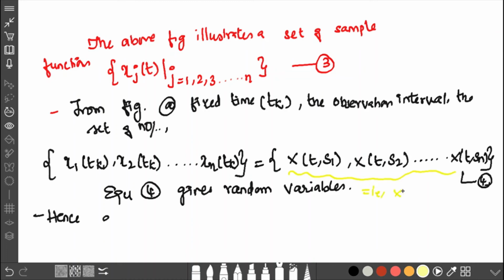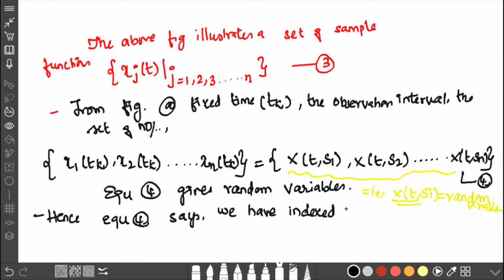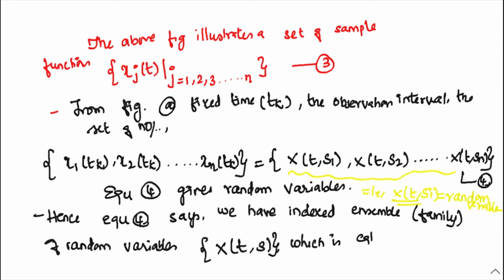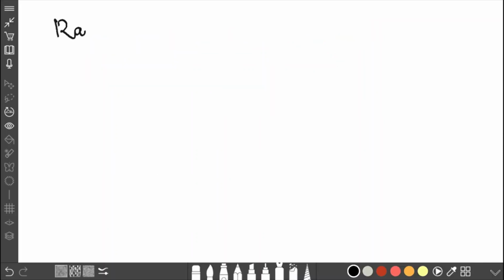This equation 4 gives many random variables; inside this random process, we have obtained a lot of random variables at different sample points. Hence equation 4 says we have indexed ensembles, that is a family of random variables x of t comma s, which is called a random process. This is very important when you study the new concepts of machine learning nowadays.